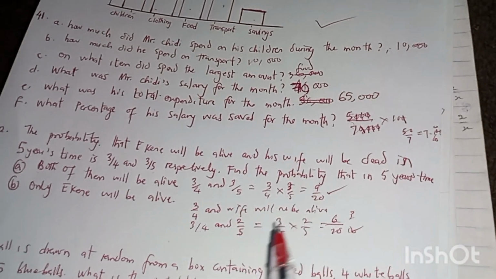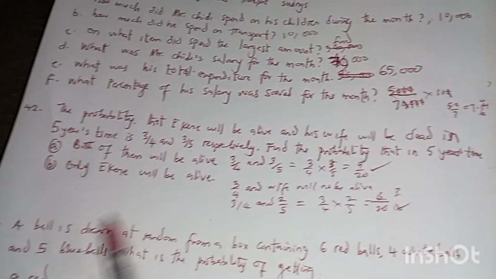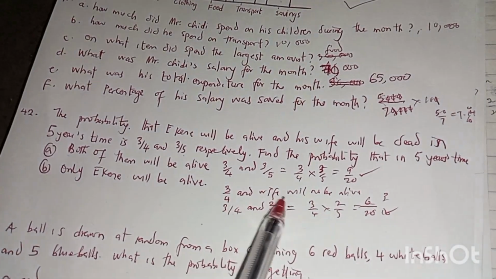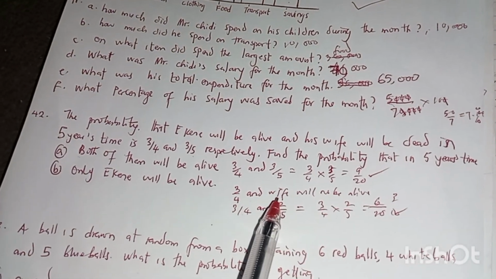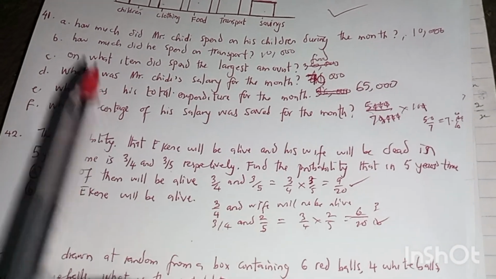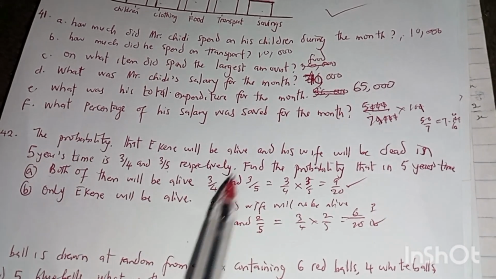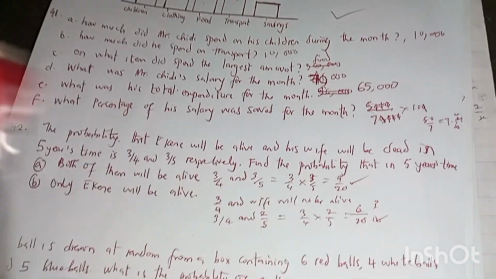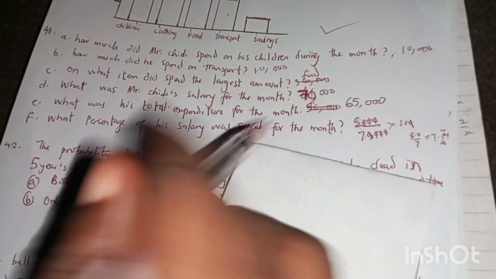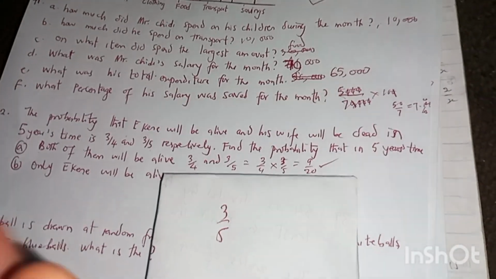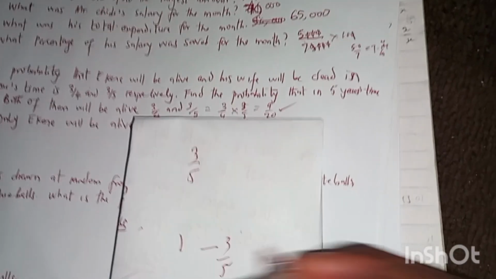Now, I know there might be a bit of confusion here. We said Ekene will be alive and his wife will not be alive. The probability that something will not happen is 1 minus the probability that it will happen. So if the wife will be alive and the probability of that is 3 all over 5, the probability that the wife will not be alive will be 1 minus 3 all over 5.